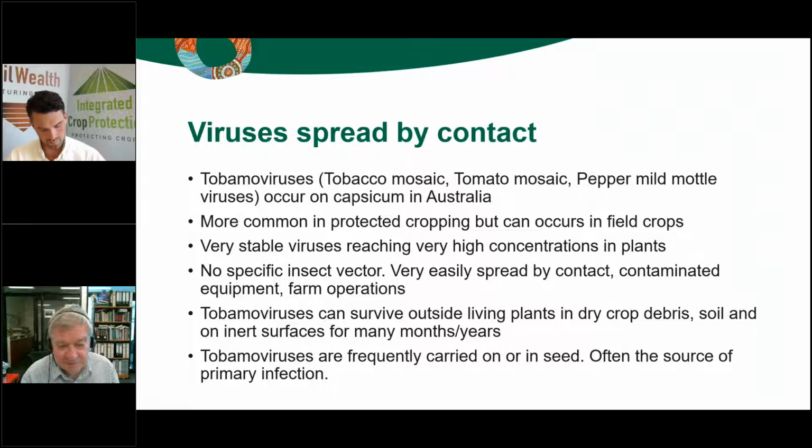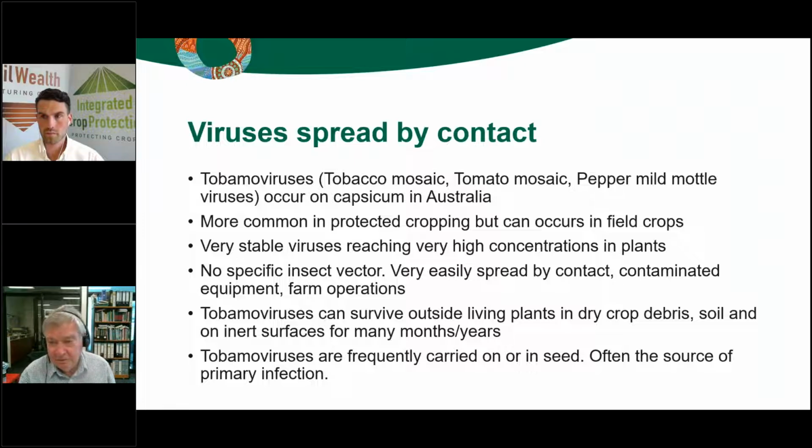The other important thing is that they're one of the few groups of viruses that can survive outside of living plants, in dry crop debris, in soil, and on inert surfaces, for example, equipment, the floor of greenhouses, irrigation equipment. They've got this incredible capacity outside of the plant to actually survive, whereas almost all other plant viruses, once the plant dies, the virus dies with it.